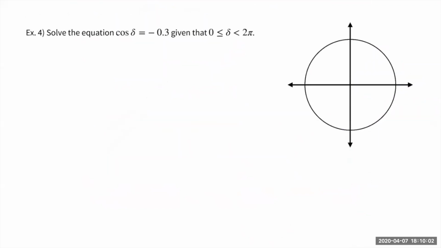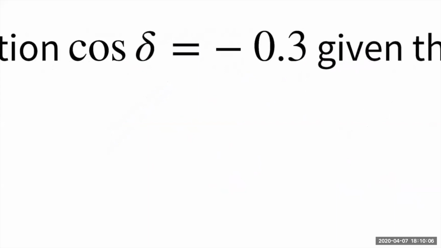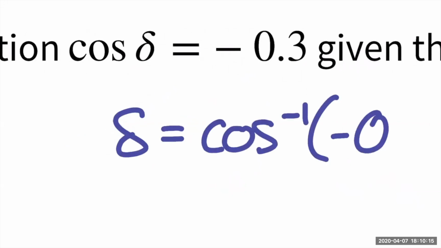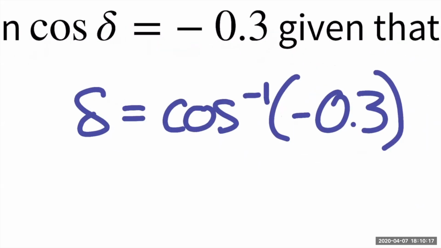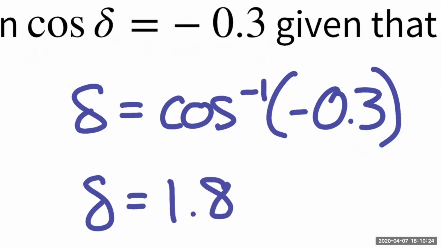All right, folks, we are very close to the end. We've got one more to get through. Cosine of delta is equal to negative 0.3. I feel like you know what's coming. We can find delta by doing cosine inverse of negative 0.3. Going to put that in my calculator. It's telling me that delta is equal to 1.875.